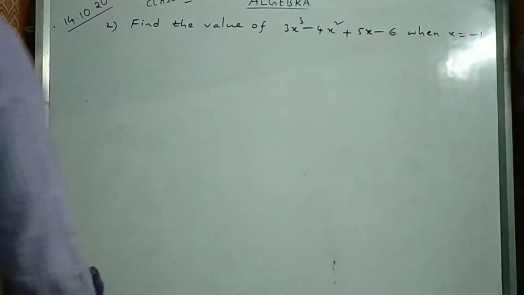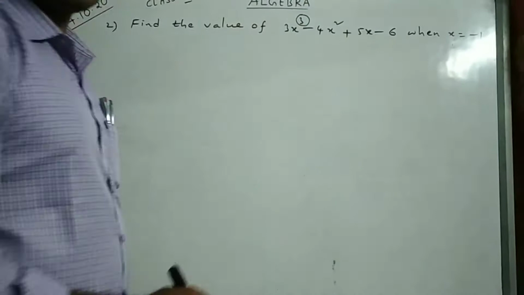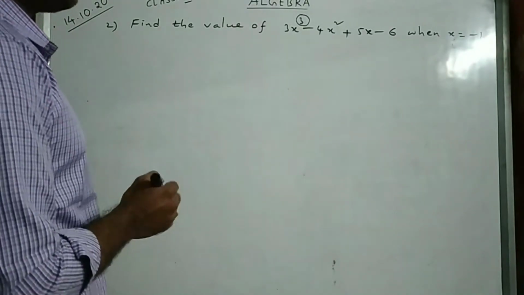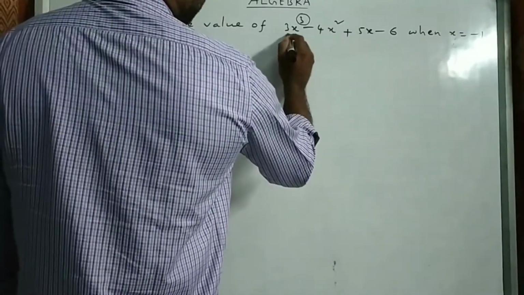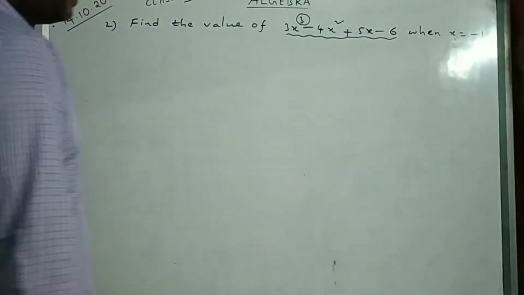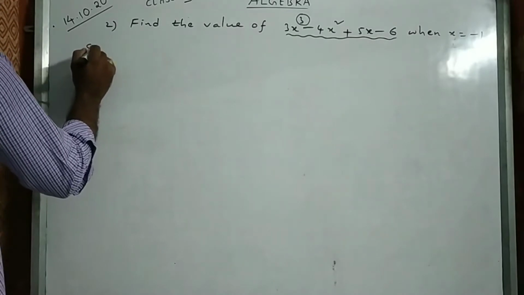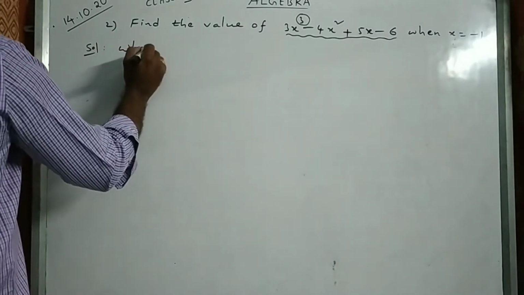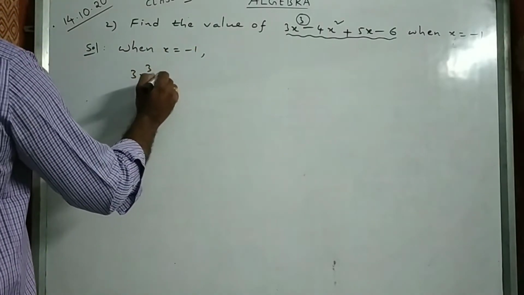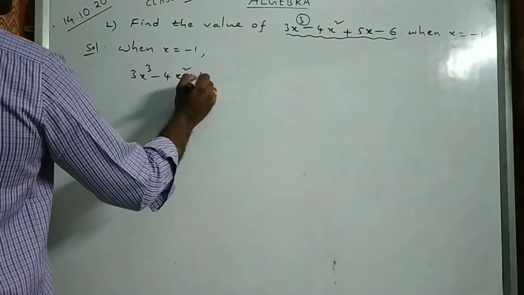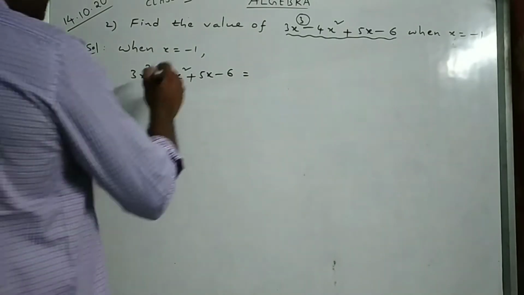Okay, it is a cubic expression because highest degree is what? 3. I told you degree or order or power, anything it is same. So since degree is 3 here, it is called a cubic expression or third degree expression. So third degree expression value I should find at x equal to minus 1. So when x equal to minus 1, I will substitute 3x cube minus 4x square plus 5x minus 6 equal to, in the place of x keep minus 1.